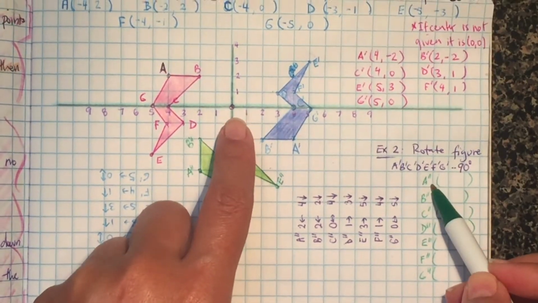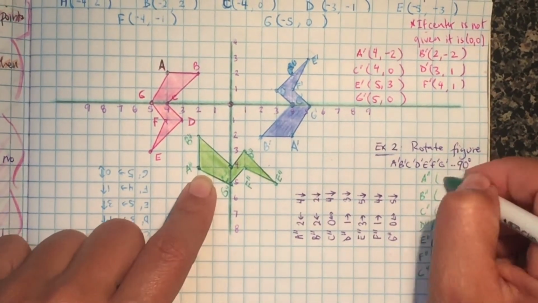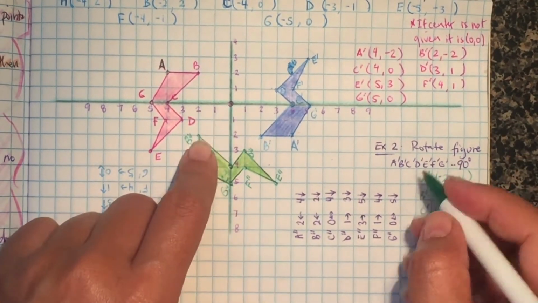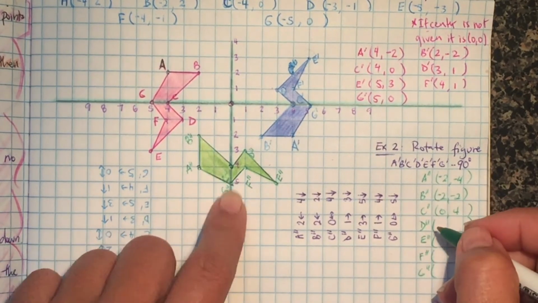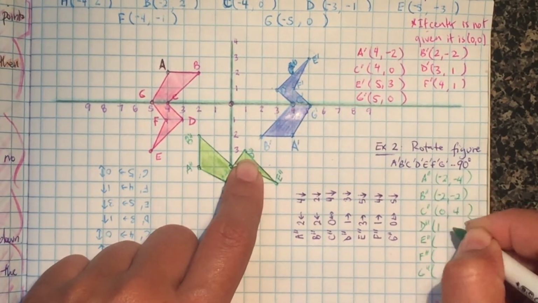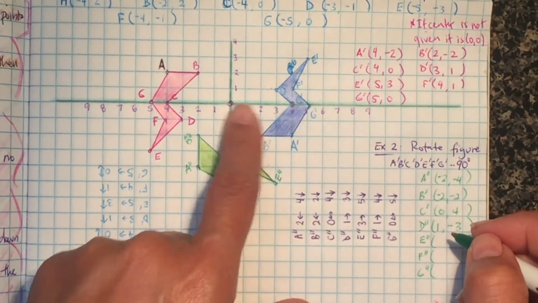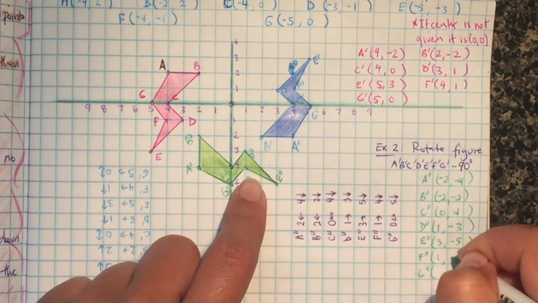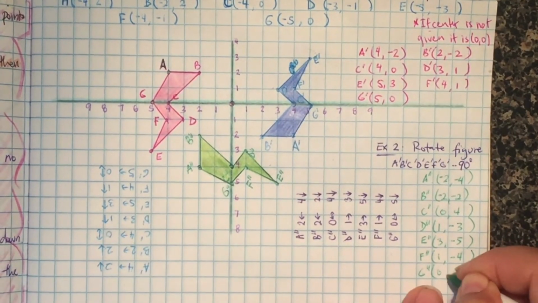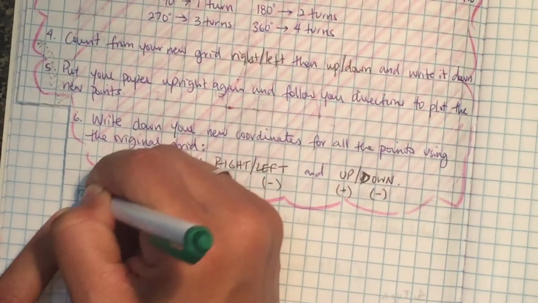Alright, so let's write down the new coordinates. So you put it upright and then read from the graph. So A double prime is -2, -4. B is -2, -2. C is 0, -4. Listening check. Put a negative with that 4. D is 1, -3. E is 3, -5. F is 1, -4. And G is 0, -5.